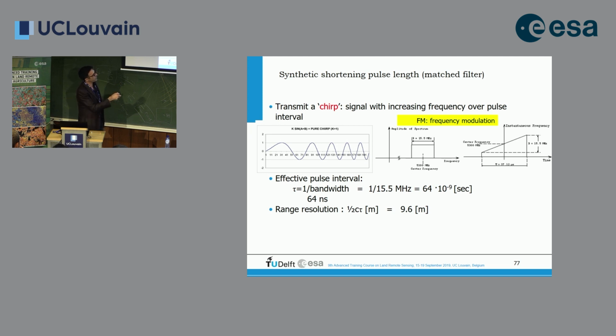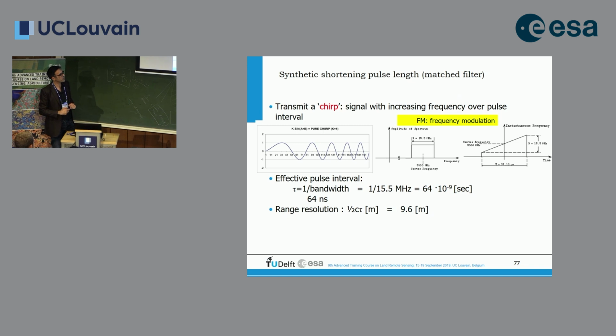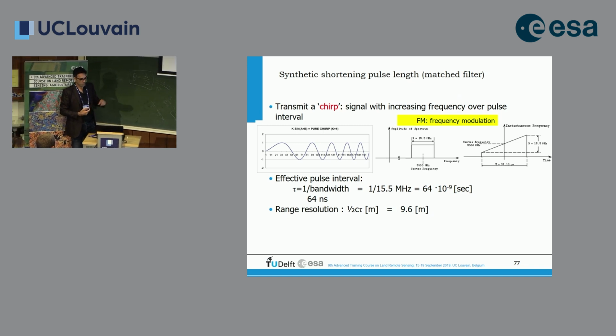So if the bandwidth is 15 megahertz, this was the case for ERS, then 1 over 15 megahertz, so mega is 10 to the power of 6, so we get an equivalent of 64 times 10 to the minus 9 seconds, so 64 nanoseconds. So going from 37 microseconds to 64 nanoseconds is a factor of 1,000 again, right?